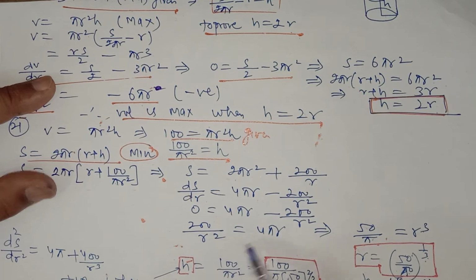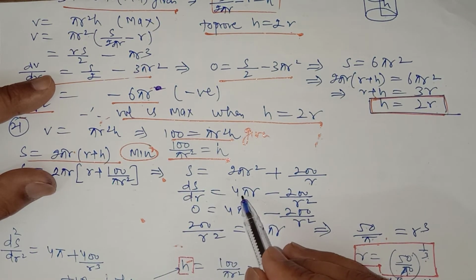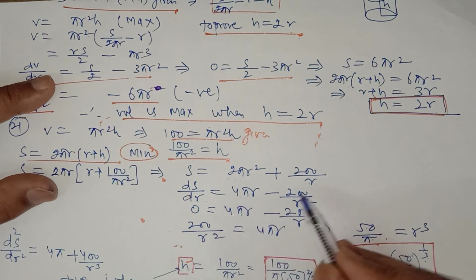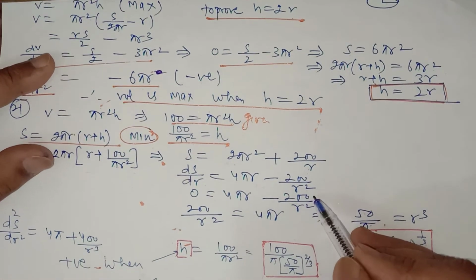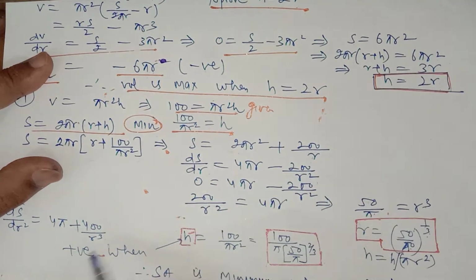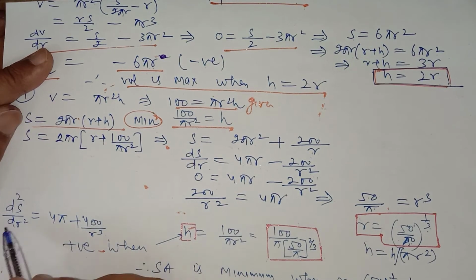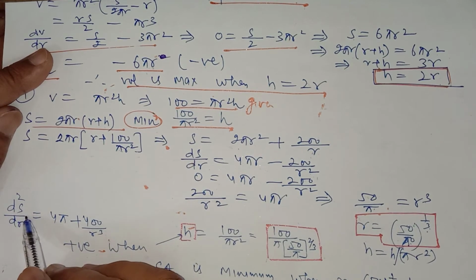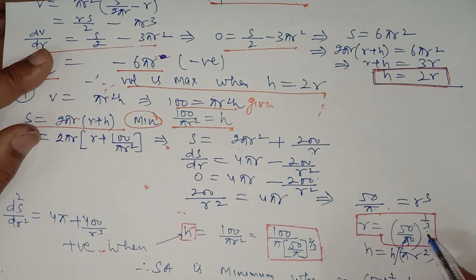The second derivative of this function, the derivative of the first derivative, will be 4 pi plus 400 upon r cube, because the derivative of 1 upon r square is equal to minus 2 upon r cube. The second derivative of this is coming out to be 4 pi plus 400 upon r cube, which is positive, therefore the surface area is minimum when the radius is equal to (50 upon pi) raised to power 1 upon 3.